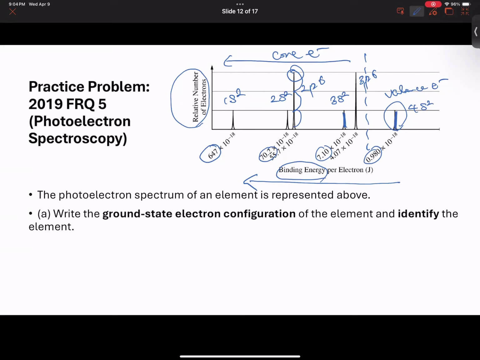So then the electron configuration is 1s2, 2s2, 2p6, 3s2, 3p6, and 4s2, which is up to the argon core and 4s2. So this is the electron configuration of calcium, total 20 electrons.